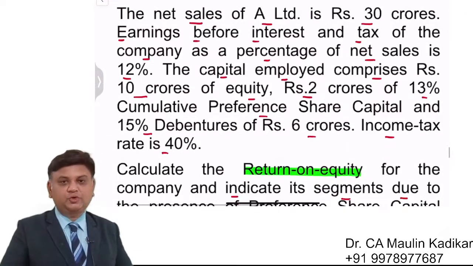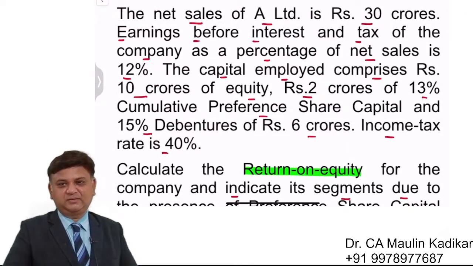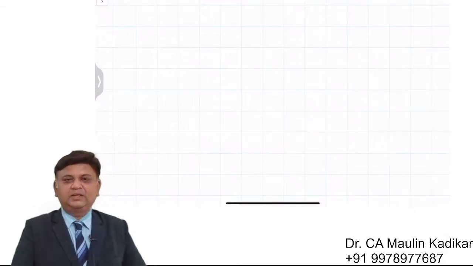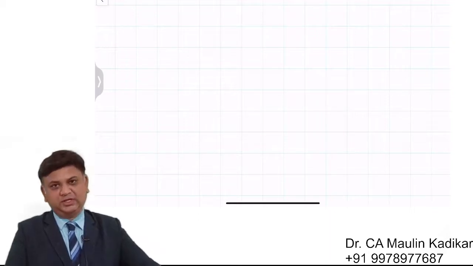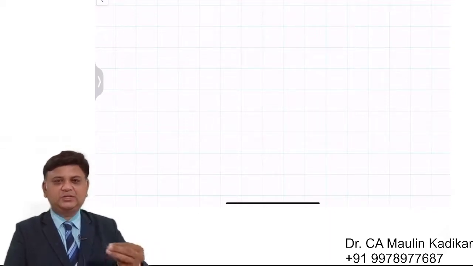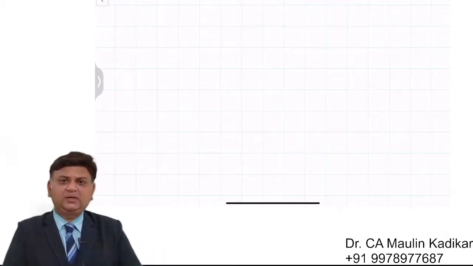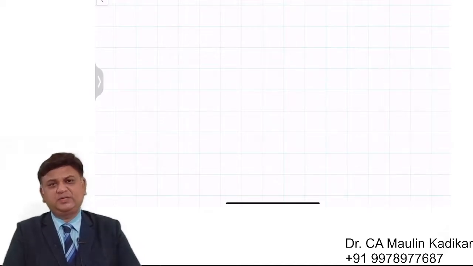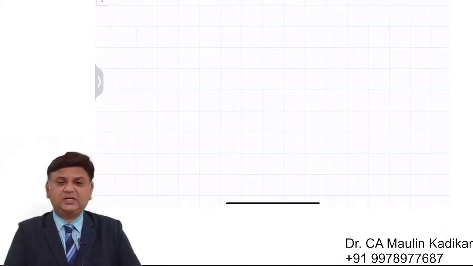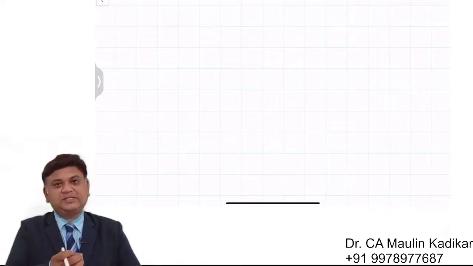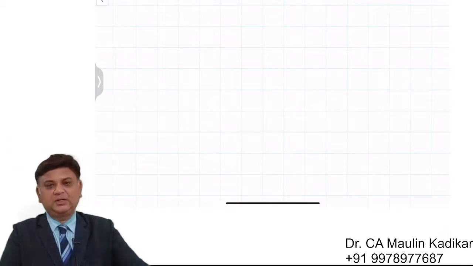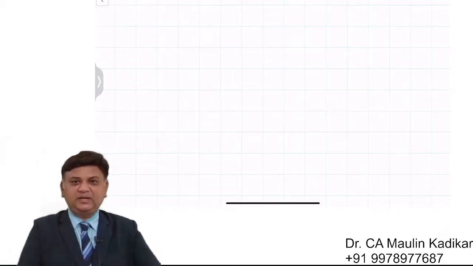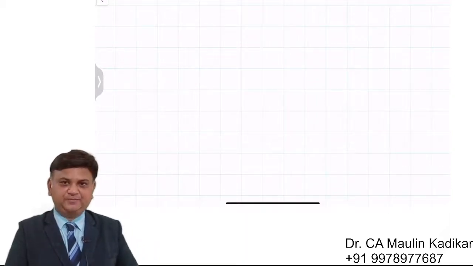I request all of you to go through the question, please. Dear students, over here, the question says that you're required to compute the return on equity. So calculation of the return on equity is very simple. That is earning available to equity shareholders divided by equity share capital into 100. However, the question says additionally, indicate its segment due to presence of the preferential capital and borrowing. So what does this additional thing mean? That is what we are going to discuss.